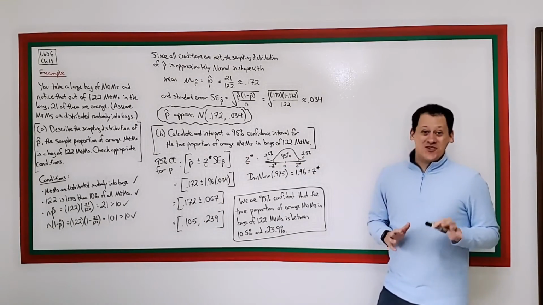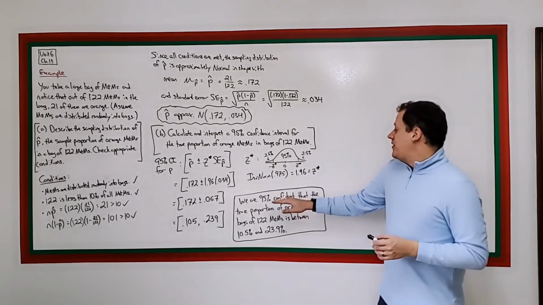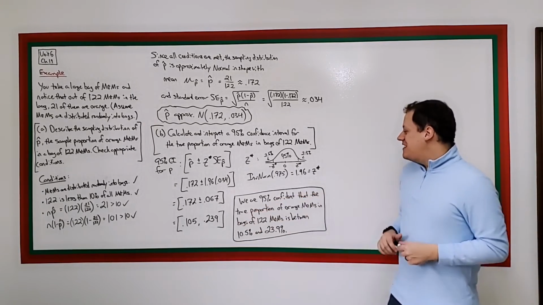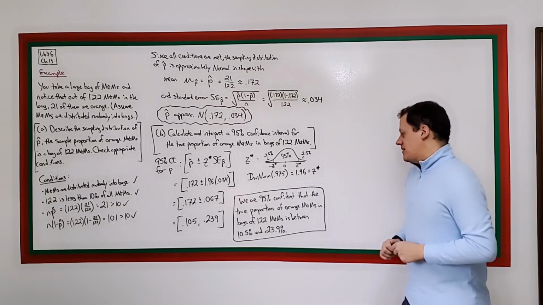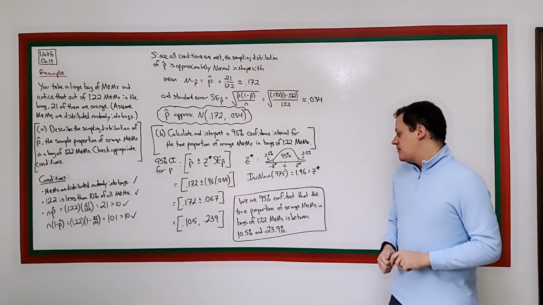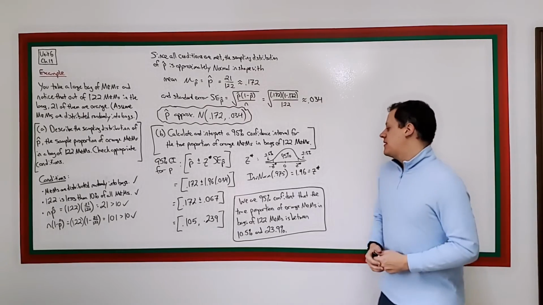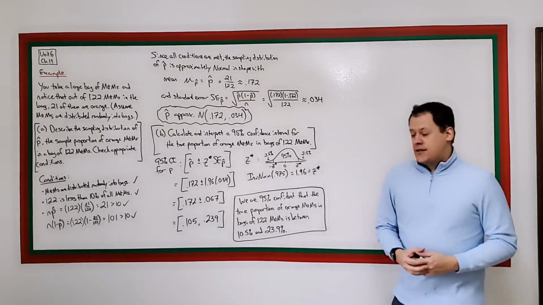I think I did a pretty good job sticking to the template here. The interpretation of that interval: we are 95% confident that the true proportion of orange M&Ms in bags of 122 M&Ms is between 10.5% and 23.9%.